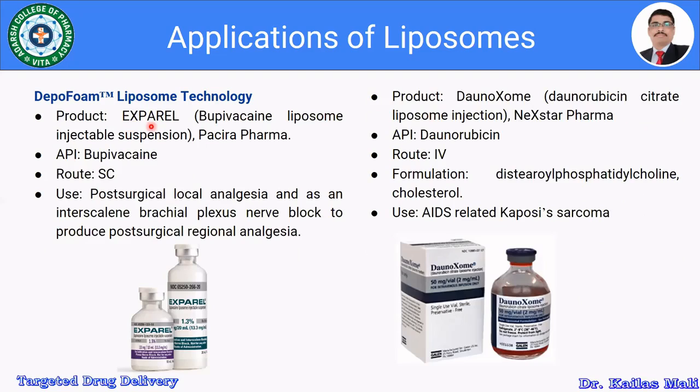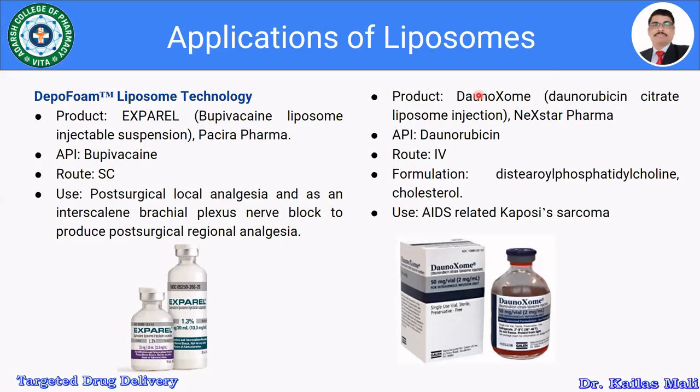So the Exparel, it is a bupivacaine liposome injectable suspension, which is developed by Pacira Pharma, which contains the API bupivacaine. It is given by the subcutaneous route, and it is used for post-surgical local analgesia and as an interscalene brachial plexus nerve block to produce post-surgical regional analgesia. So this is a product, Exparel.